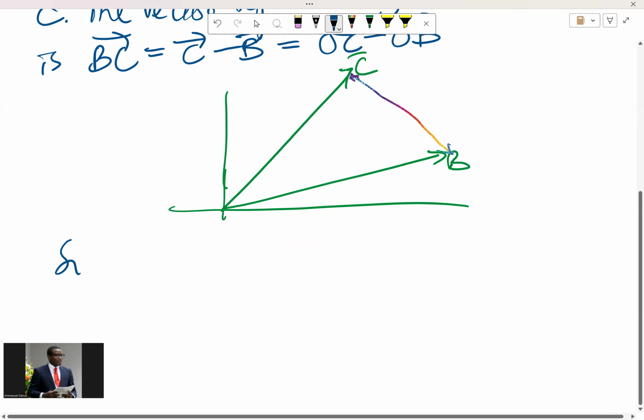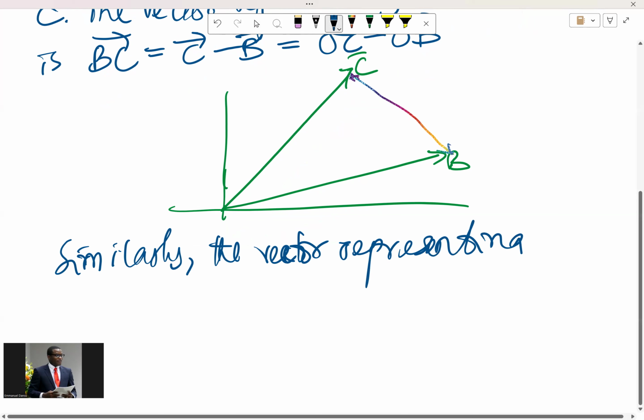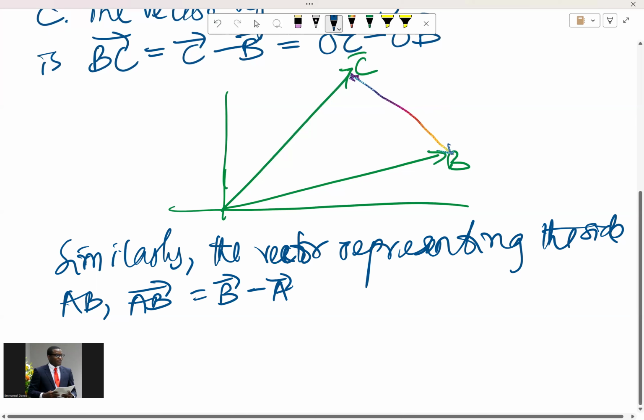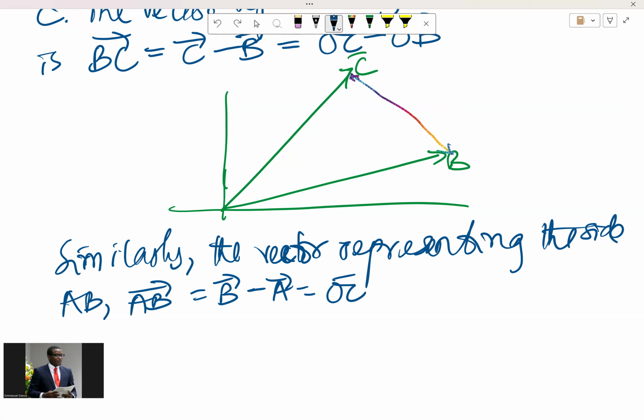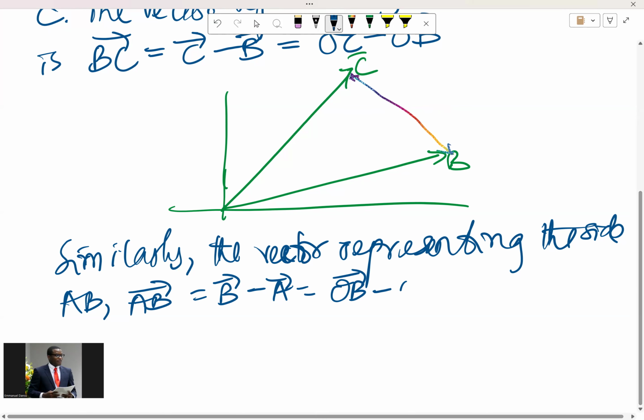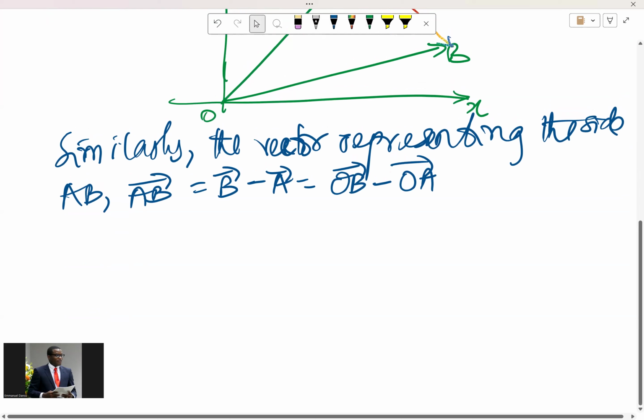Okay. Similarly, the vector representing the side AB would be the vector AB, which is equal to B minus A. Like I said, you can call it OB minus OA, with the idea that you are taking the two vectors with reference to the origin O. All right. So how does this play out actually?